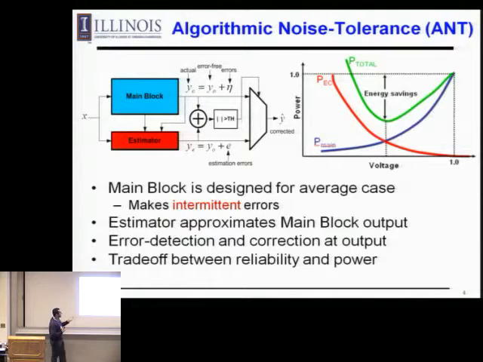If you look at it from the power and reliability perspective, your main block, the blue curve, is at worst-case design at very high voltage, consuming very high power, and your estimator is not operating. As you try to decrease your voltage, your main block power will decrease, but you're paying some power on estimation and correction. So there's some optimal point of operation that is energy optimal.